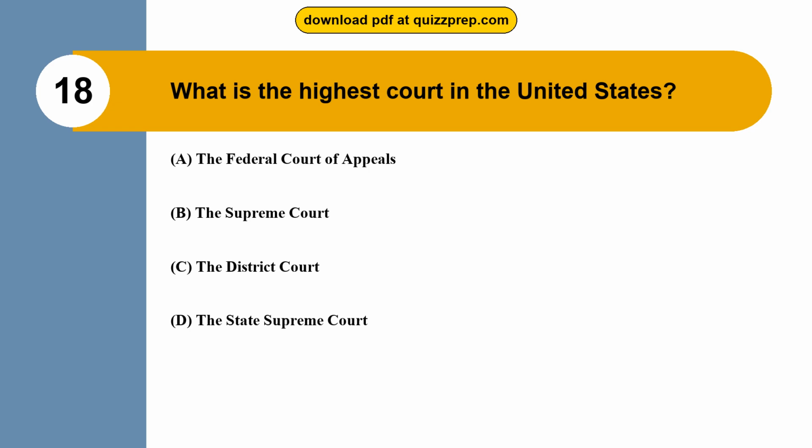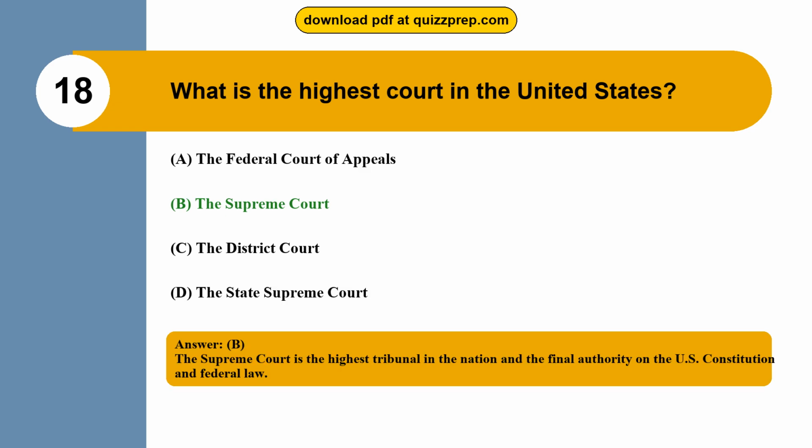Question 18. What is the highest court in the United States? Option A, the Federal Court of Appeals. Option B, the Supreme Court. Option C, the District Court. Option D, the State Supreme Court. The correct answer is option B, the Supreme Court. The Supreme Court is the highest tribunal in the nation and the final authority on the U.S. Constitution and federal law.